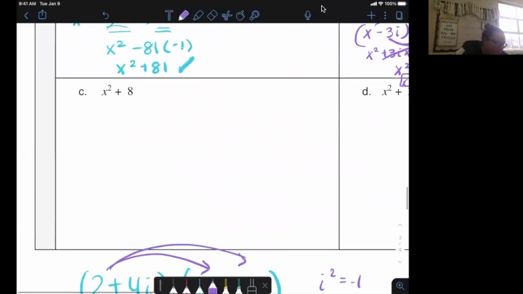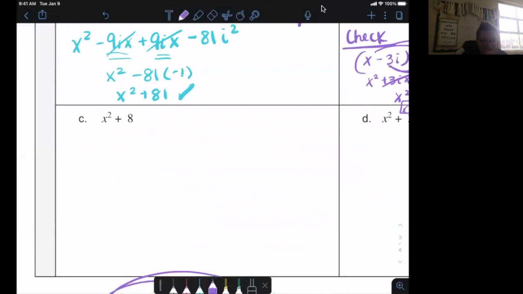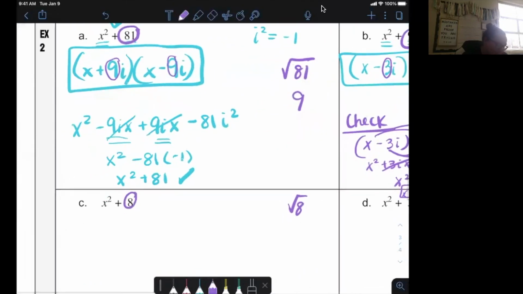So now I'm going to do x squared plus 8. Now the tricky thing is that 8 doesn't have a square root. It can simplify, but we'll do that later. The square root of 8 isn't like an integer. It's not a perfect square. So what we're going to do is the same concept when we factor x squared plus 8.